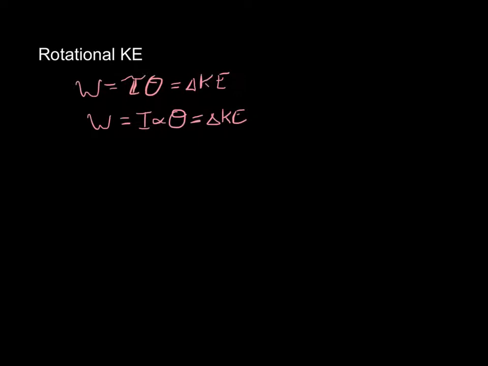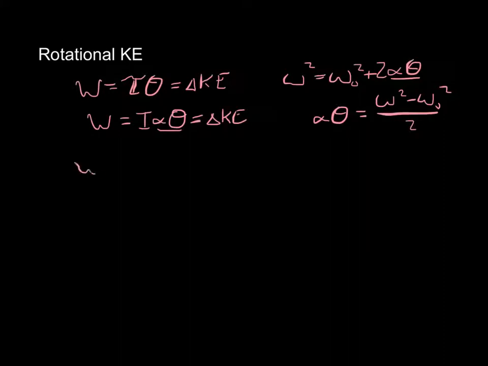Now we're going to take kind of a random sidestep here and go over to our equation: omega squared equals omega naught squared plus 2 alpha theta. Remember, that's just one of our rotational kinematics equations. But I have two similar values here in alpha theta and alpha theta. So I'm going to solve for that and say that alpha theta is equal to omega squared minus omega naught squared over 2. So work is equal to I times omega squared minus omega naught squared over 2.